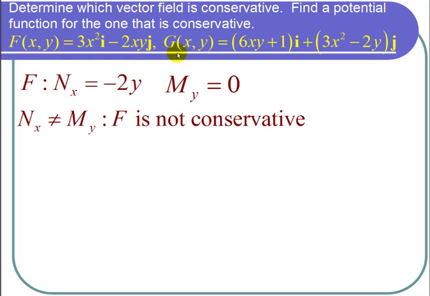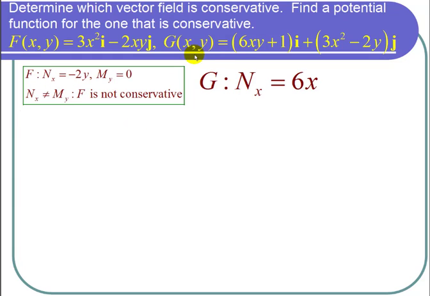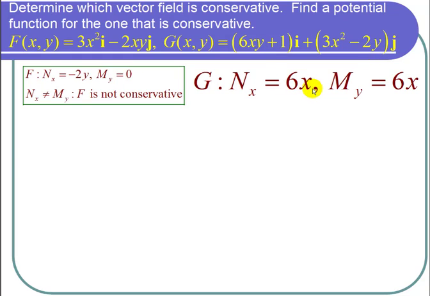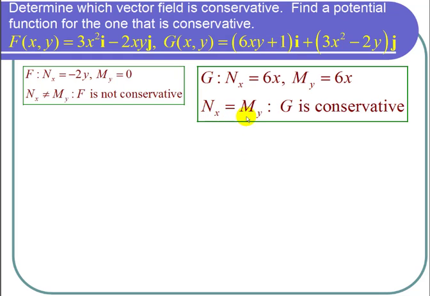So now let's find out if G is a conservative vector field. So we calculate N sub x, and the partial derivative with respect to x of 3x squared minus 2y is 6x. And M sub y, the partial derivative with respect to y of 6xy plus 1 is also 6x. So since N sub x is equal to M sub y, we can conclude that the vector field G is conservative. So now that we know that G is conservative, we need to find a potential function for G.